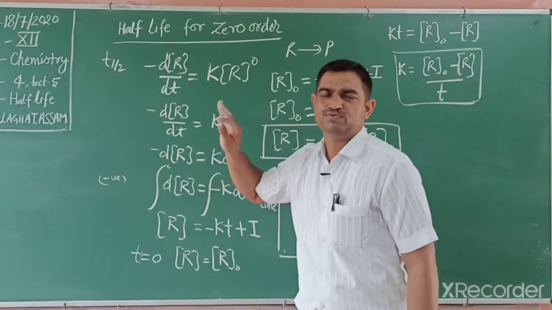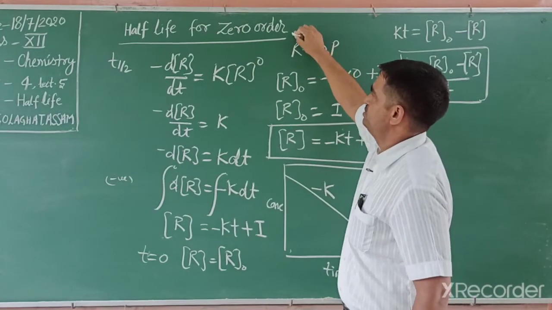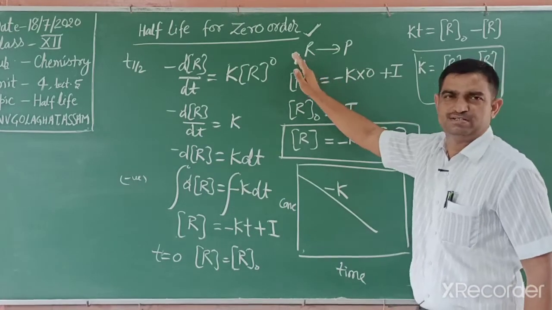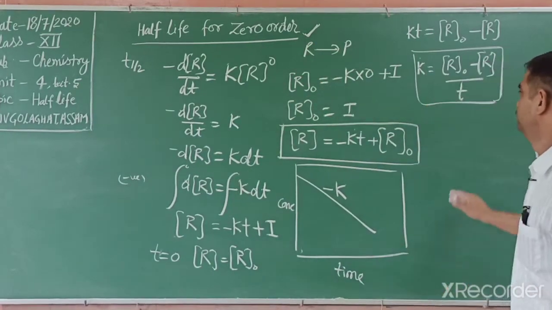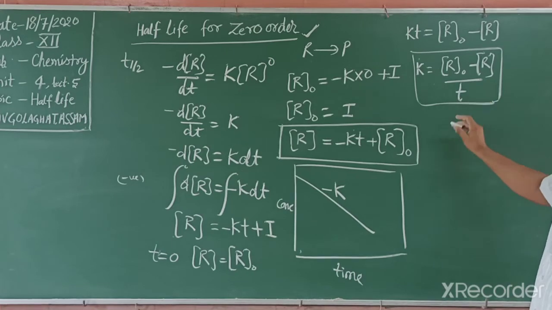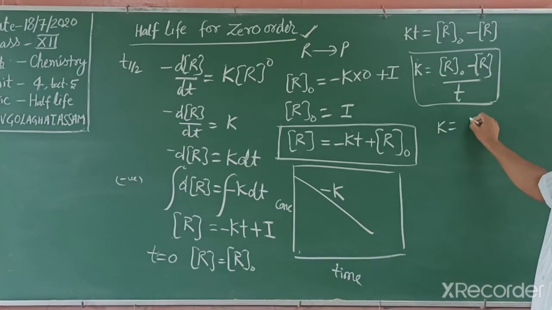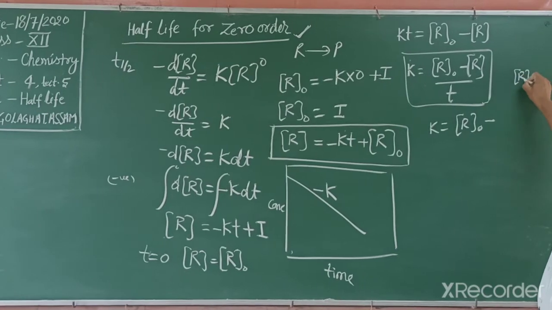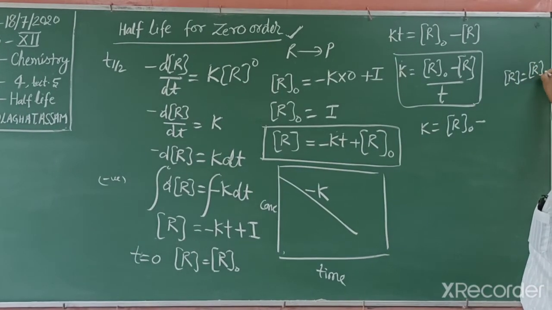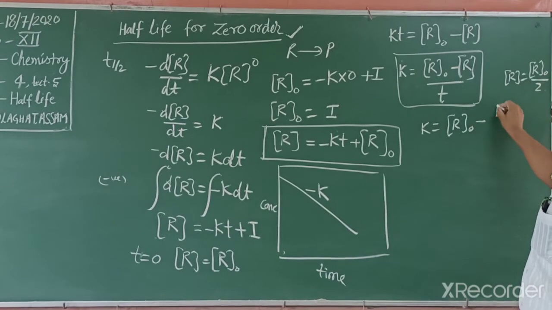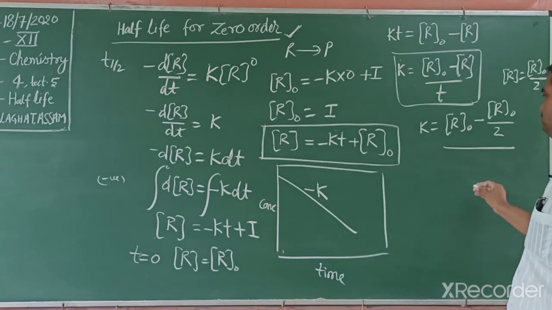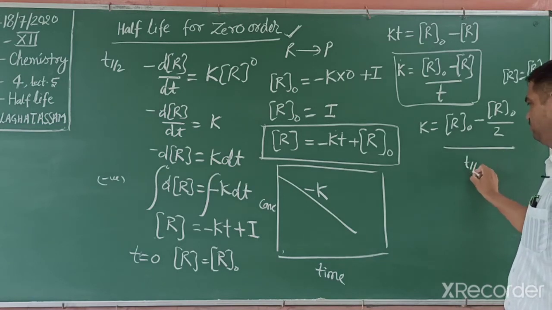Half-life is the time when the concentration of reactant remains half, the time taken to reduce the initial concentration of reactant to half. So we can write t half in place of t. So k is equal to R naught, that is the initial concentration, minus this R. In place of R we write R naught by 2, divided by t half.